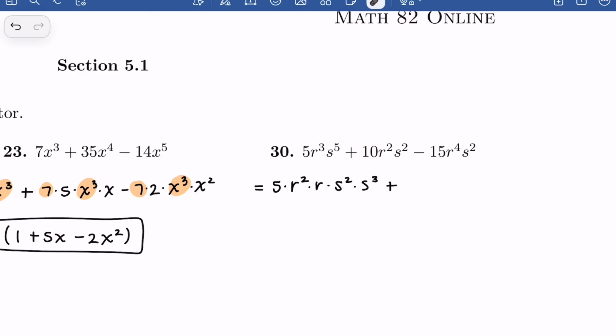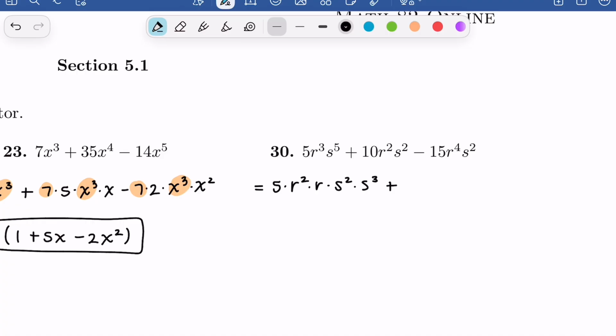10 is divisible by 5, so we're going to break this up into two factors, one of them being 5. Then we have times r squared times s squared. And then lastly, we're going to split up 15 into two factors, one of them being 5. So this will be 5 times 3. And then we have r raised to the fourth power, which can be written as r squared times r squared. And then we have this s squared here.